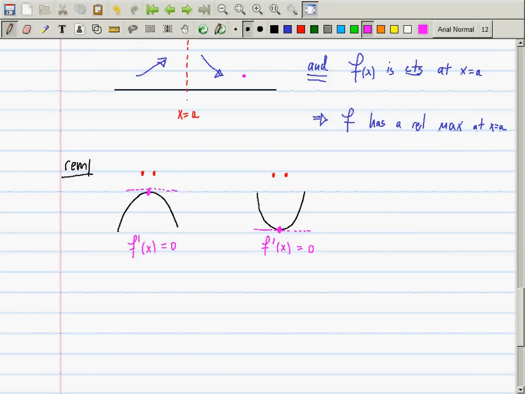Now tell me, here, this is a maximizer. What kind of concavity is here? It's concave down. So what will be true about the second derivative? It will be negative. So the second derivative is negative. And here, what will be true about the second derivative? It will be positive. So this little schematic here is telling you this is the second derivative test.